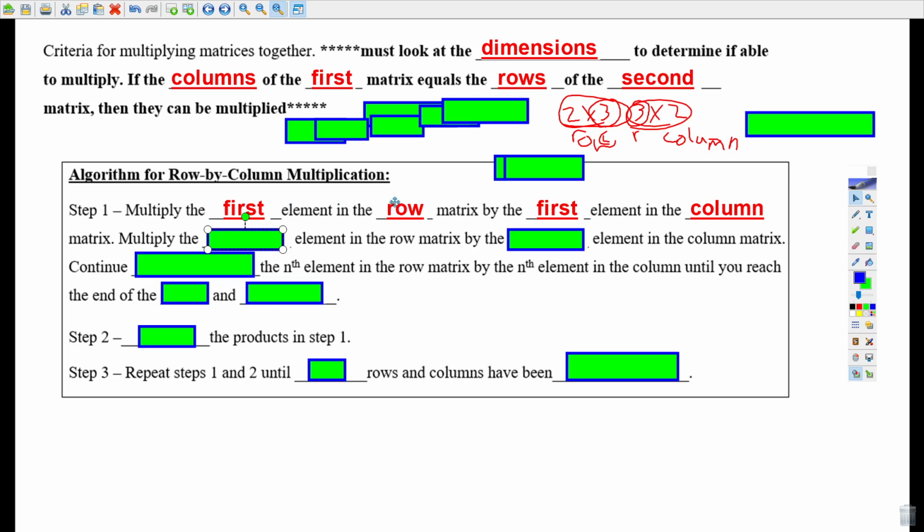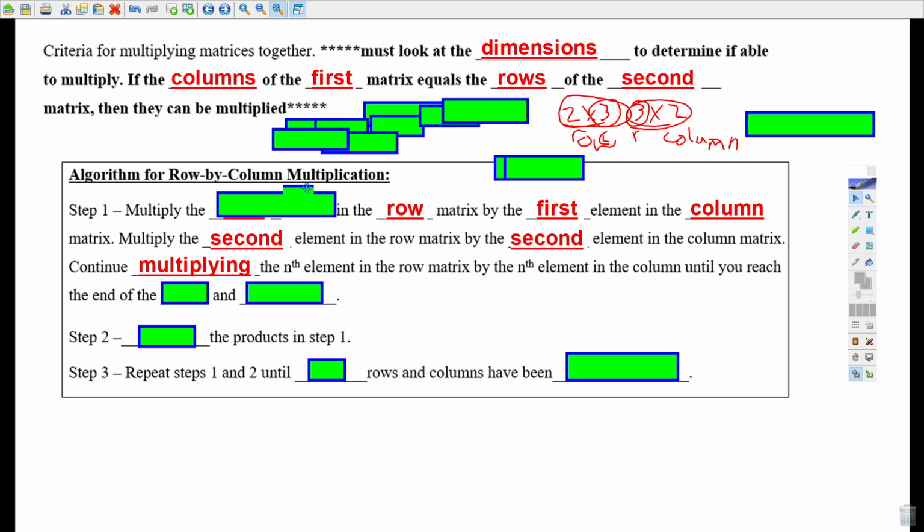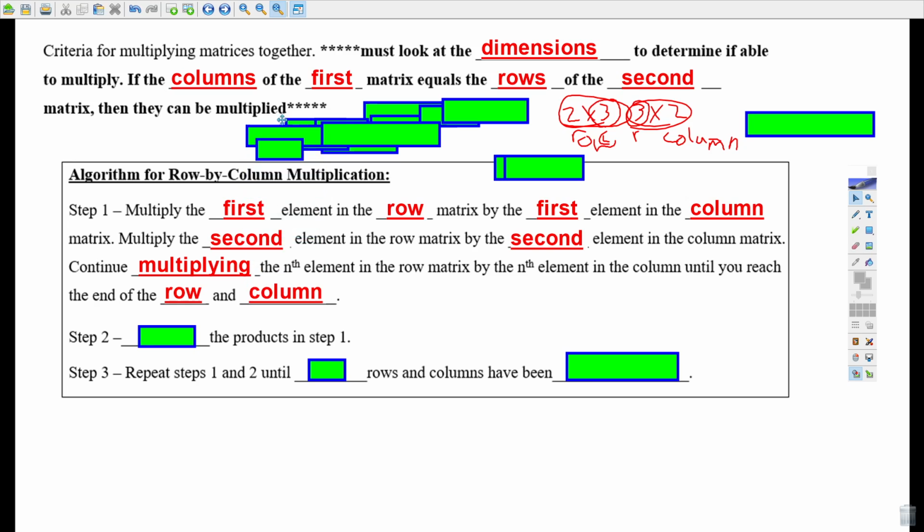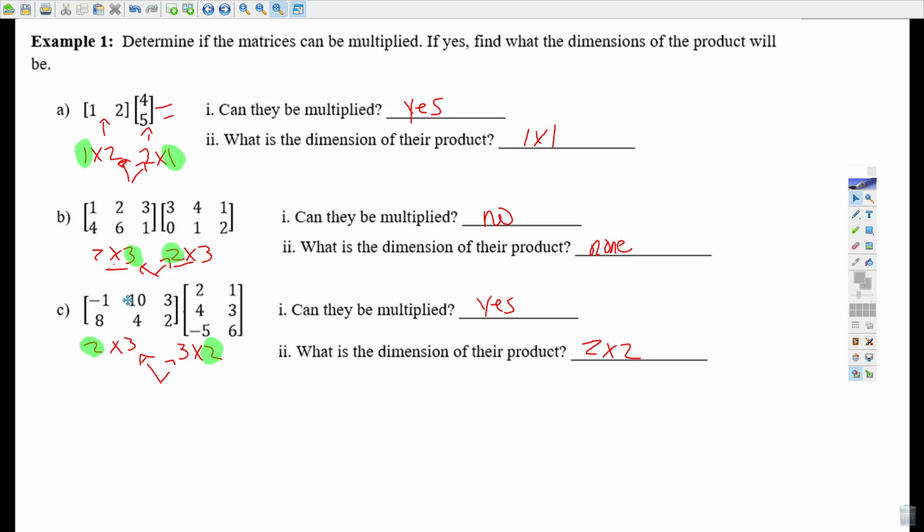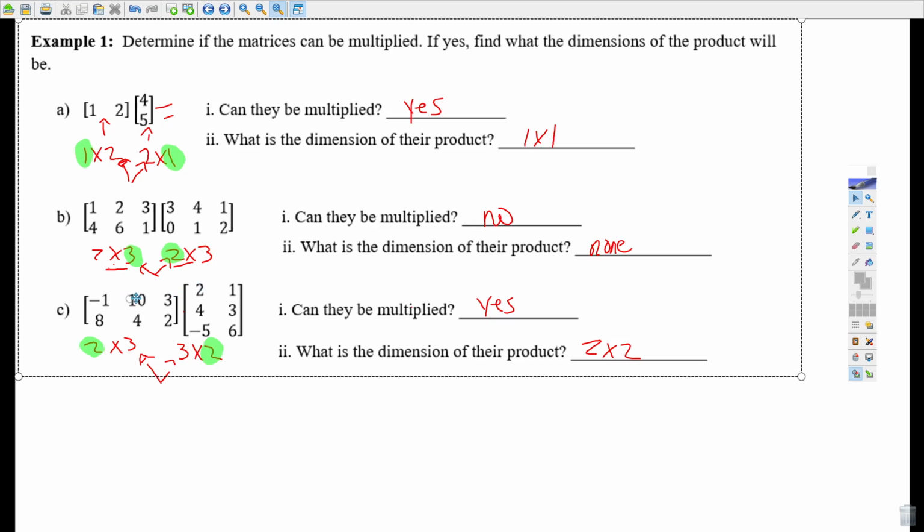So that was just the first element. Then you do it to the second element, like I already showed you. Do it to the second number of the row matrix, the second number of the column matrix. And you continue doing this, continue multiplying together until you get to the end of the row or column. So like I said, you're going to go -1, 2, 10, 4, 3, -5. Multiply them together.